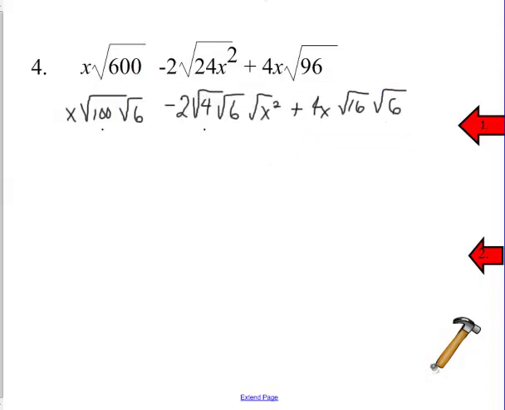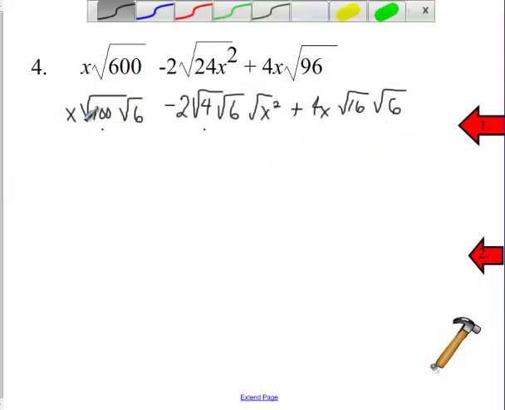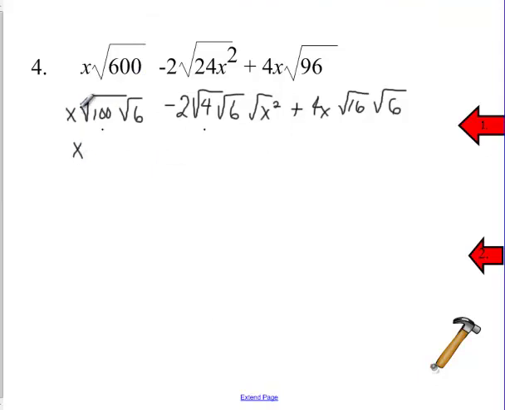Okay, so what have we got here? X. Can I take the square root of 100? Yep, it's 10. Can I take the square root of 6? Nope, it stays in a radical. Minus 2. The square root of 4 is 2. And I can't take the square root of 6. Can I take the square root of x squared? Yes, and I get x. So that x comes down.